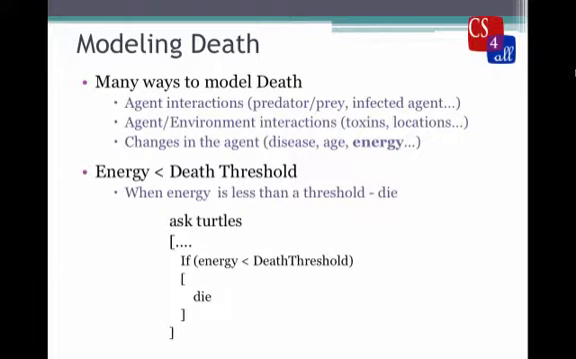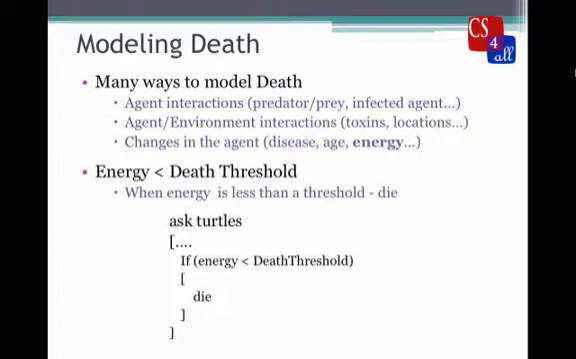Or again, maybe changes in the agent itself. For instance, if the agent becomes too old, maybe it dies, or gets a disease, or maybe it doesn't have enough energy to live. That's how we usually start modeling death. So if the agent's energy is less than the death threshold energy, then the agent would die. Here's how it might look in the model. You'd ask the turtles to do lots and lots of things, I'm sure, and then if the energy of the turtle is less than the death threshold energy, then the turtle will die.